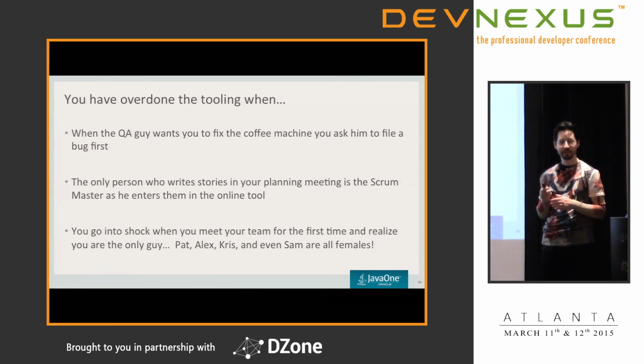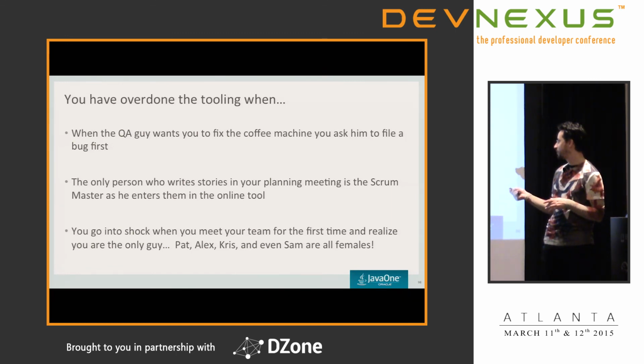So I've run into lots of QA groups where basically they won't even talk to you. They won't even have a conversation before it's entered into a tool. And that itself is a problem. The only person who writes stories in your planning meeting is the Scrum Master, because he's sitting in front of the computer and typing it into the online tool as you're doing the meeting. And that's a really bad anti-pattern as well, which I'm guilty of.